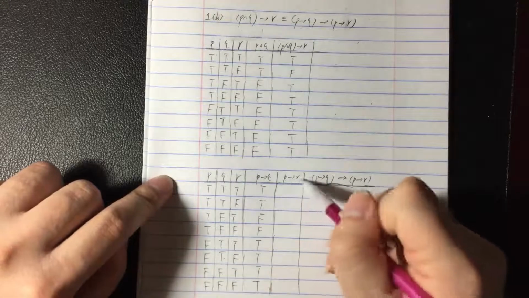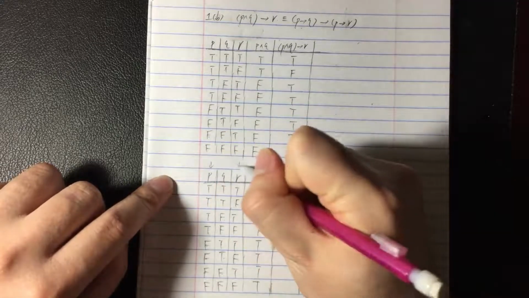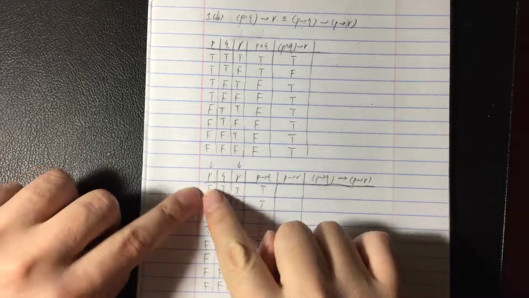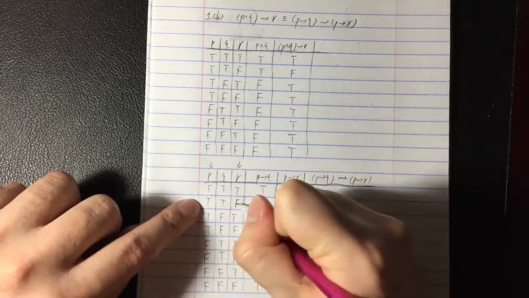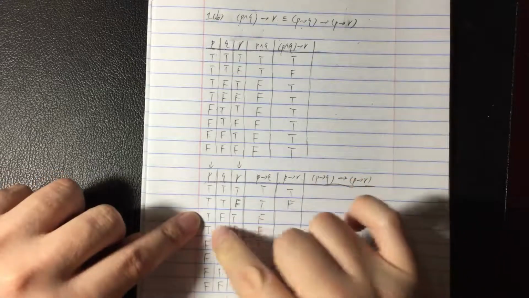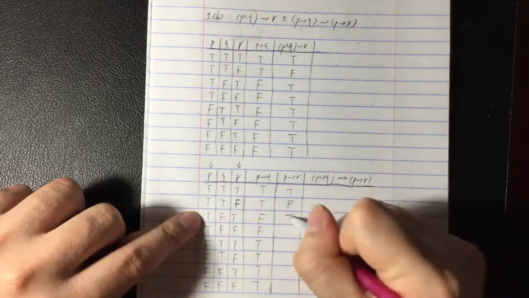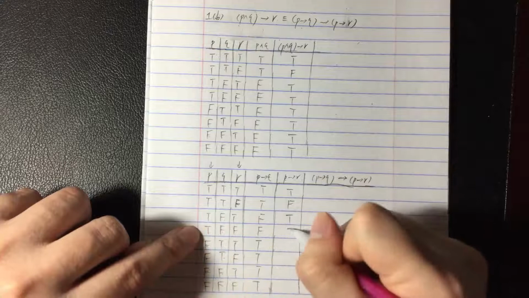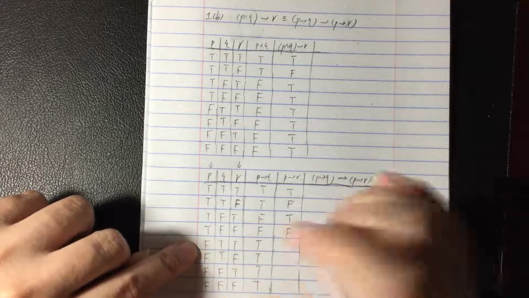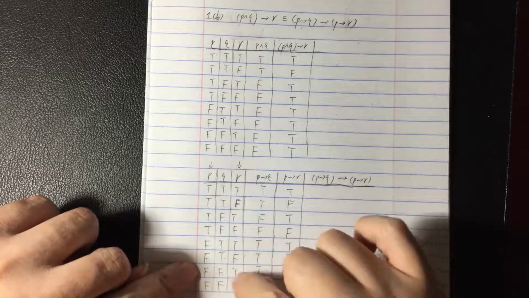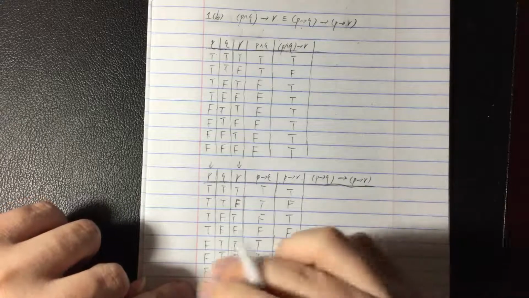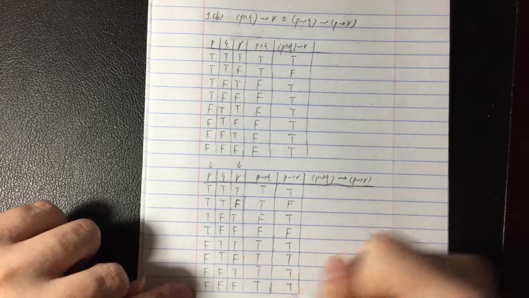Next, P implies R. Look at these 2 columns here. P implies R. True implies true is true. True implies false is false. True implies true is true. True implies false is false. False implies true is true. False implies false is true. False implies true is true. False implies false is true.